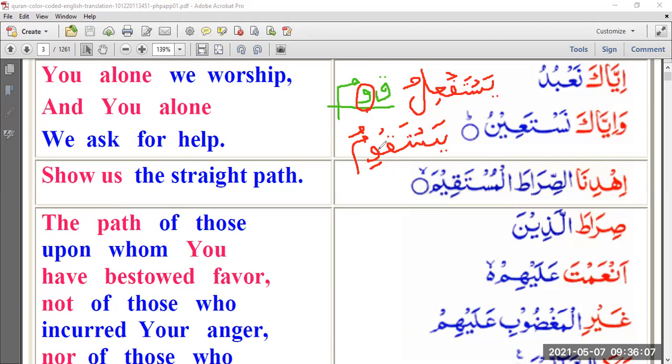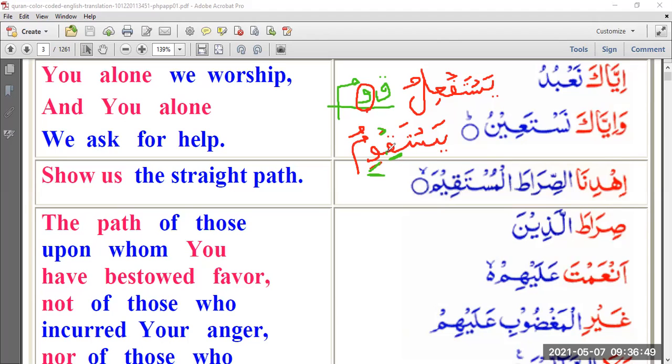Yastaqwimu: we will give the haraka to the letter which is previous. Because there is a sukoon here, and we understood that if there is a sukoon, we transfer this to the previous letter. Then what do we do after that? Then we will bring the compatible harf according to the kasra. That is ya.